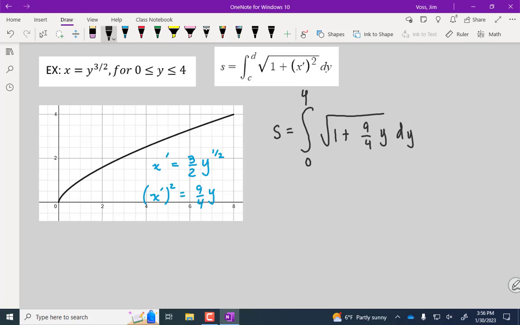And technique of integration, what are you thinking? U sub. U sub is a perfect way to go. Would you combine the 1 and the, oh no, you can't. You could get a common denominator if you wanted. That's not going to help us, though. You could make this a 4 over 4 and pull out a denominator. You could write it as 4 plus 9y all divided by 4. And then square root of 4 is 2 in the denominator. You could do that. It's not going to speed it up, though.